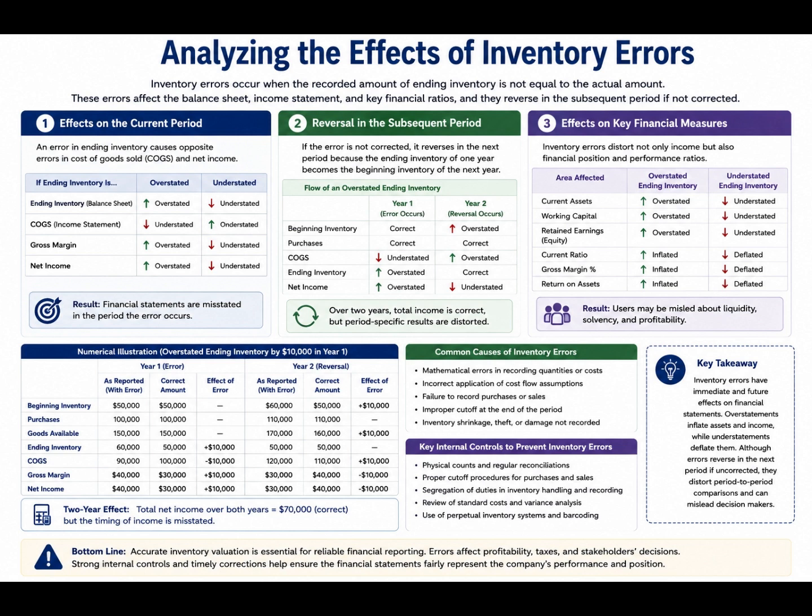Inventory errors also affect working capital and retained earnings. Overstatements inflate current assets and equity, potentially misleading users about liquidity and solvency. Accurate physical counts and cutoff procedures are critical internal controls.